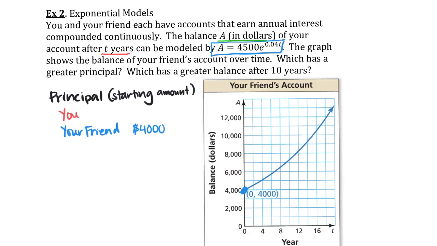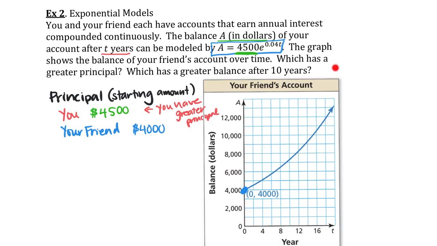What did we start with? Let's look at our equation right here. We have 4,500 times e to the 0.04t. We started with 4,500. Whatever's in the front is how much we started with. So which has greater principal? You have greater principal. It means you started with more money than your friend. You started with 4,500, your friend started with 4,000. So you started with more.